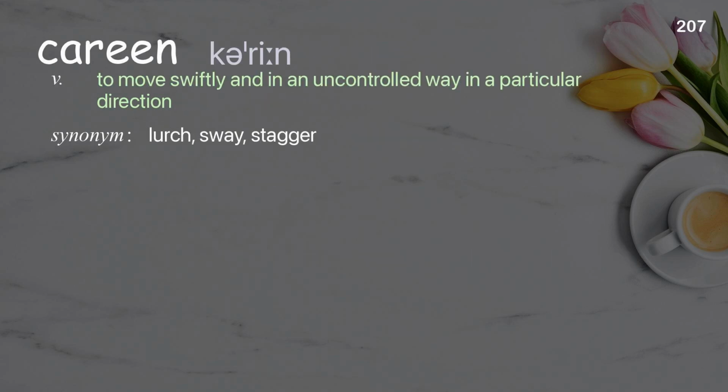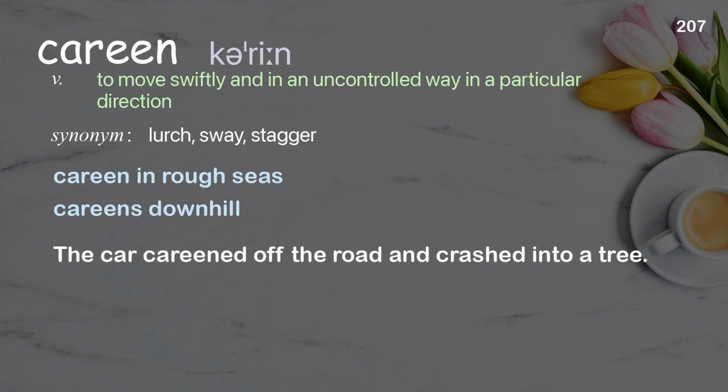Careen. To move swiftly and in an uncontrolled way in a particular direction. Examples: Careen in rough seas. Careens downhill. The car careened off the road and crashed into a tree.